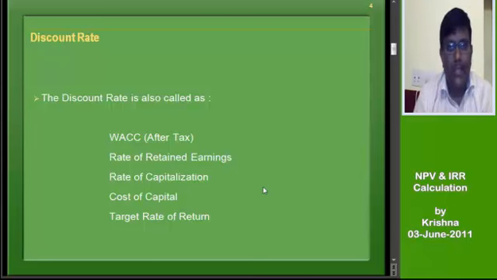Sometimes the rate at which the investment can be made in different projects may be taken as a discount rate. In some cases, the real reinvestment rate of the firm can be taken as the discount rate. The discount rate is also called weighted average cost of capital, rate of retained earnings, rate of capitalization, cost of capital, and target rate of return.